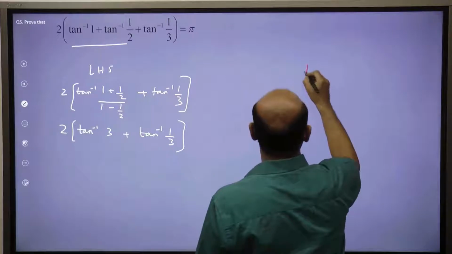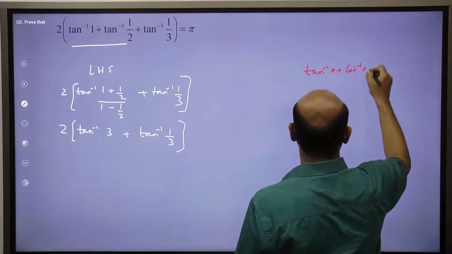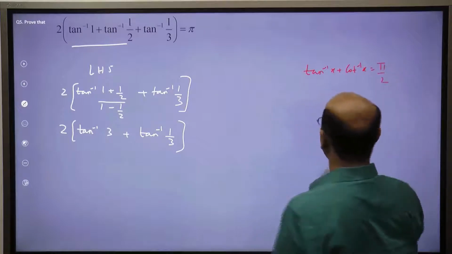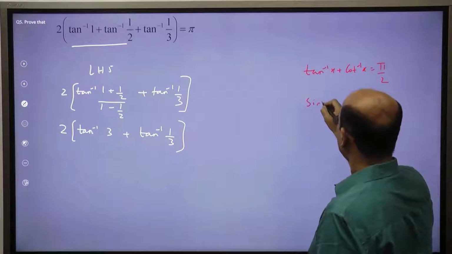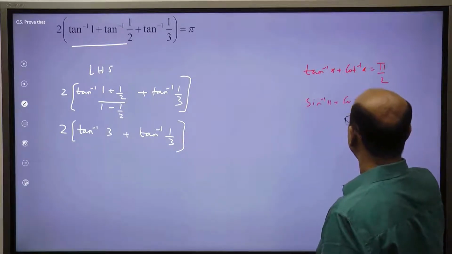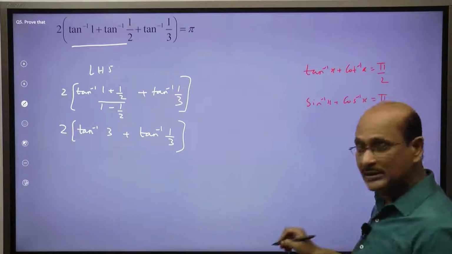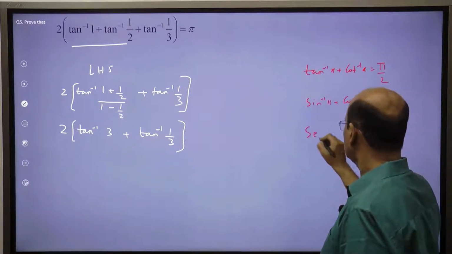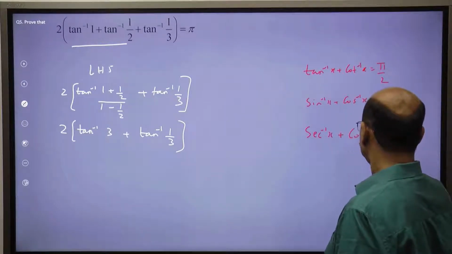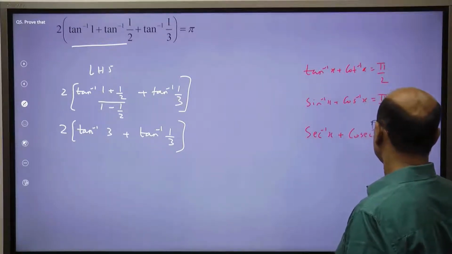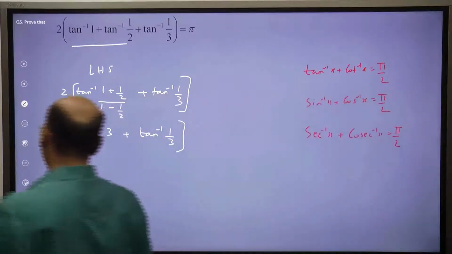You remember this, tan inverse x plus cot inverse x is nothing but pi by 2. Similarly, sin inverse x plus cos inverse x is also pi by 2. Similarly, sec inverse x plus cosec inverse x is also pi by 2. So you might say, what is happening? Why are you doing this?